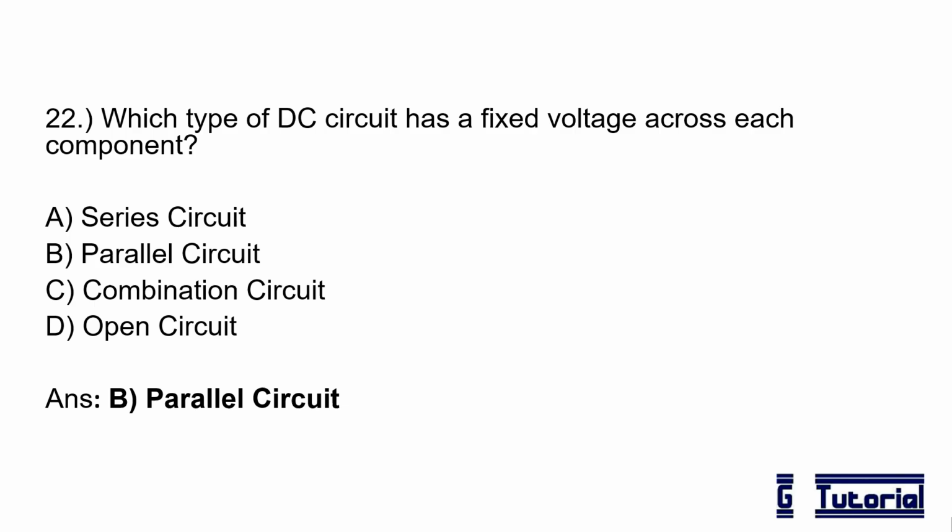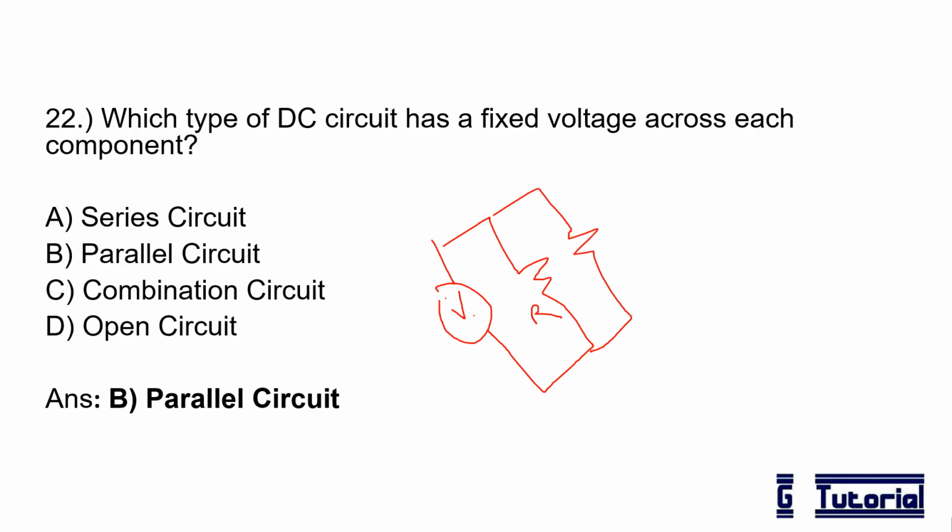Next, which type of DC circuit has a fixed voltage across each of the components? It is a parallel circuit which has the fixed voltage across each of the components. If you are considering the circuit with two resistors in parallel, the voltage across R1 will be equal to R2 and it will be equal to V. So it is a parallel circuit which has fixed voltage across each component.